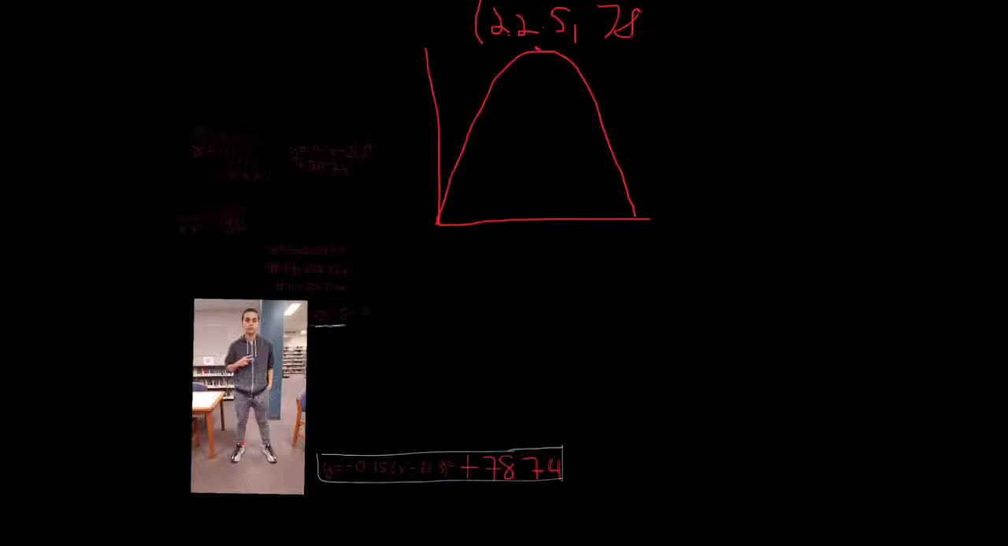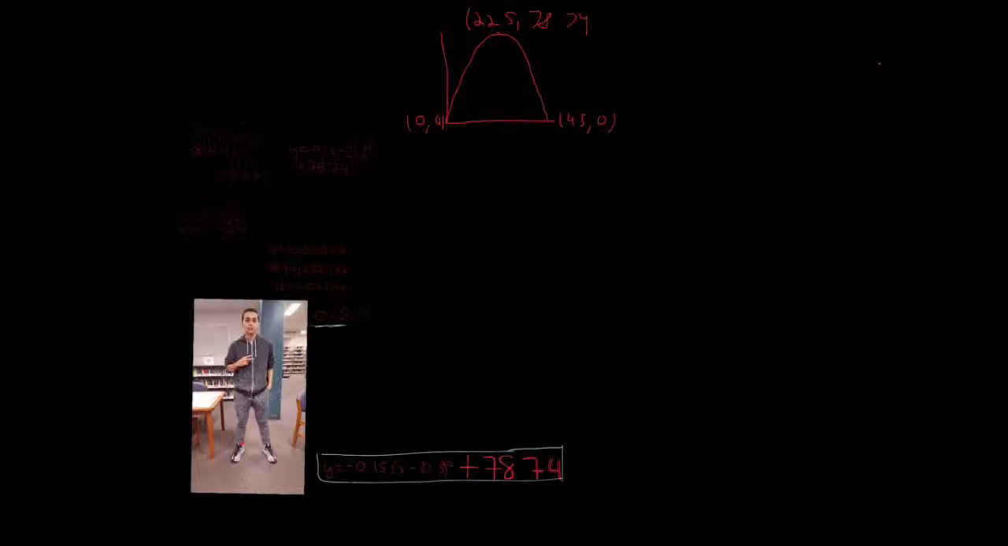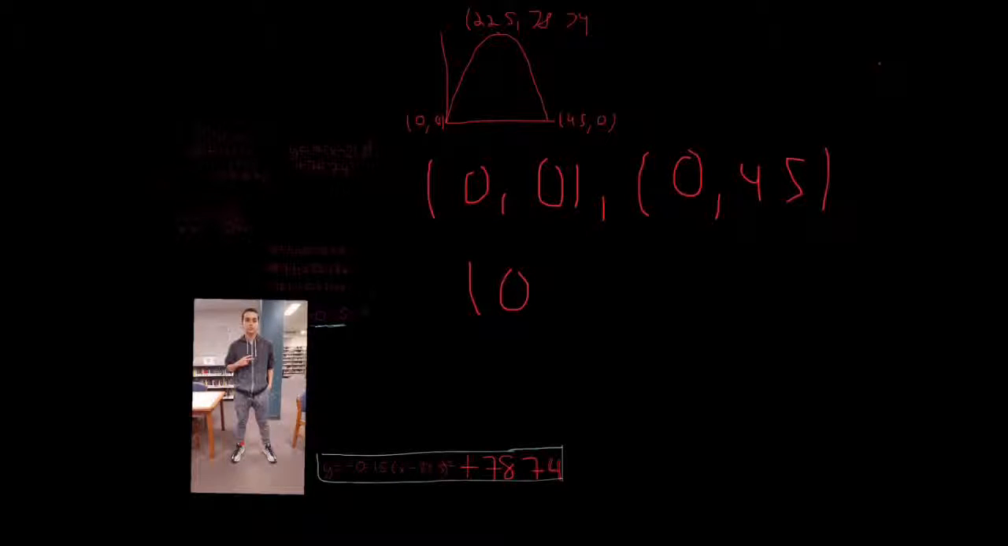Now, to find the x and y intercepts, I'll redraw my parabola. And at the top here, we have 22.5, 78.74. Our first x point will be at 0, 0, and our second will be at 45 and 0. So our x-intercepts are at 0, 0 and 0, 45. And our y-intercept is also at 0, 0.